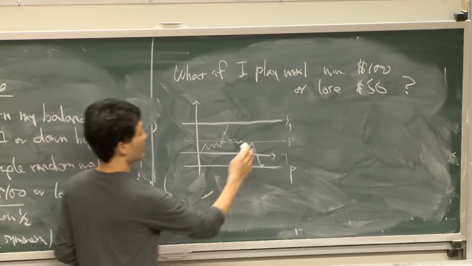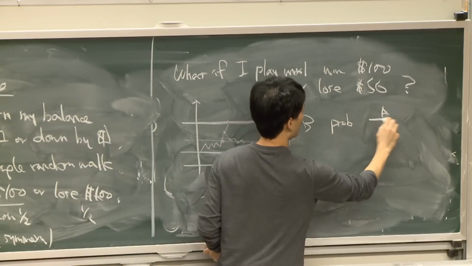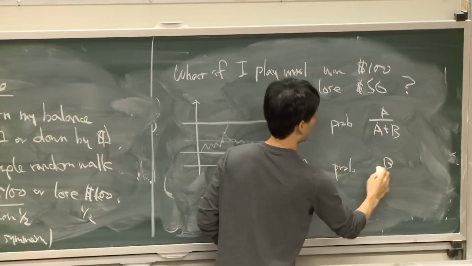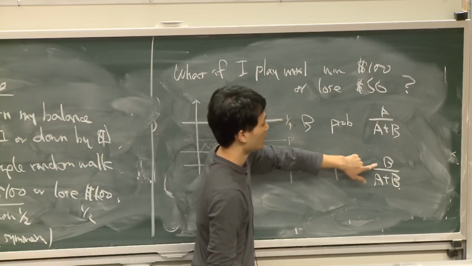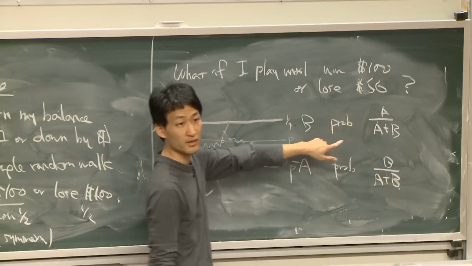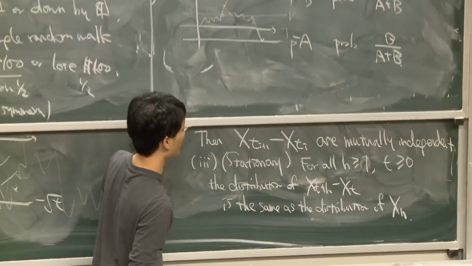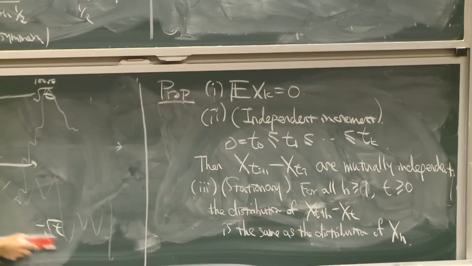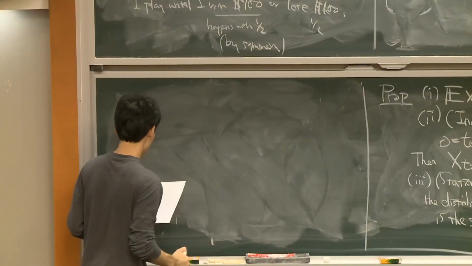So in general, if you put a line B and a line A, then the probability of hitting B first is A over A plus B. And the probability of hitting A first is B over A plus B. So in this case, if it's 150, it's 100 over 150, that's 2/3. And that's 1/3. This can be proved. It's actually not that difficult to prove it. I mean, it's hard to find the right way to look at it.